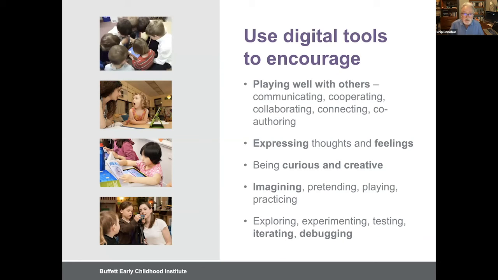We can use digital tools to encourage playing well with others, communicating, cooperating, collaborating, connecting, co-authoring. A couple of kids write the story together. The two architects that built the tower, they're co-authors of that story. So that's also another powerful way to connect. Expressing thoughts and feelings. So what are the emotions and what are kids thinking about? What are they feeling? Very important right now to think about ways that we can give them to share that with us. Being curious and creative.